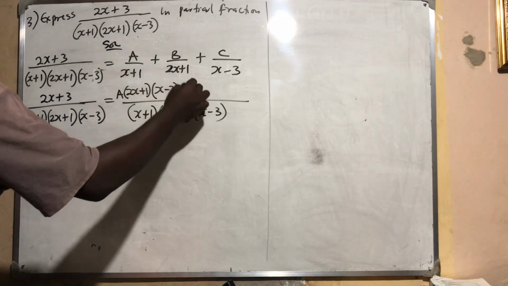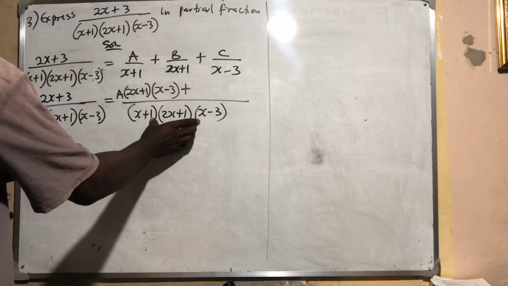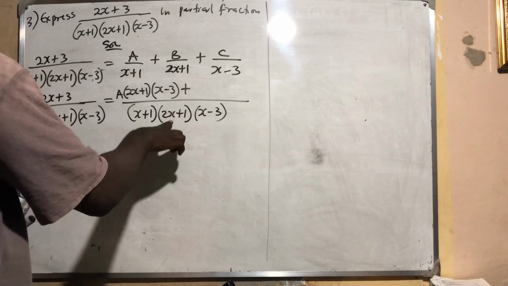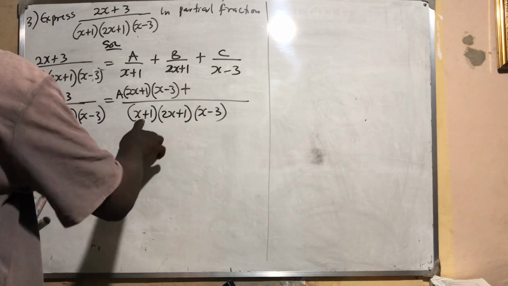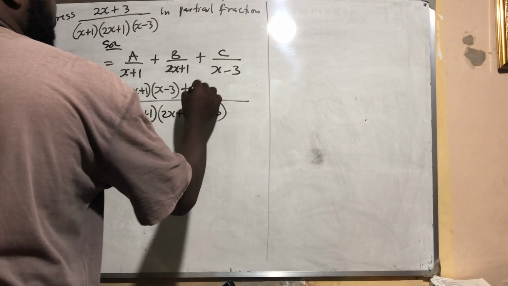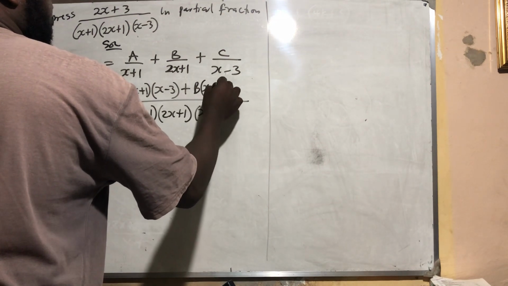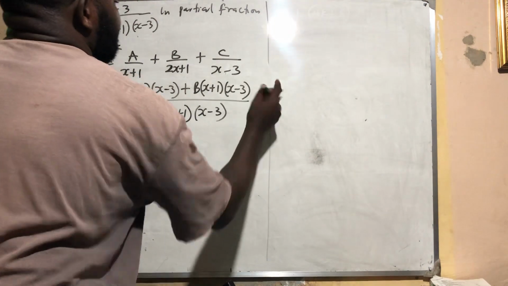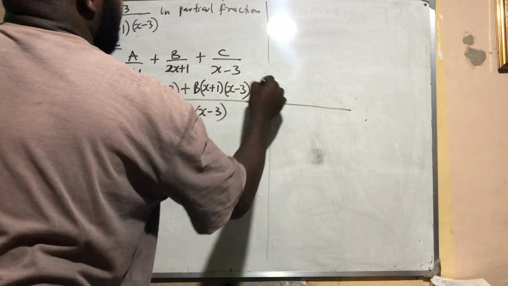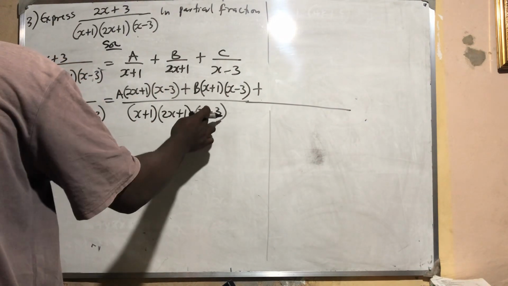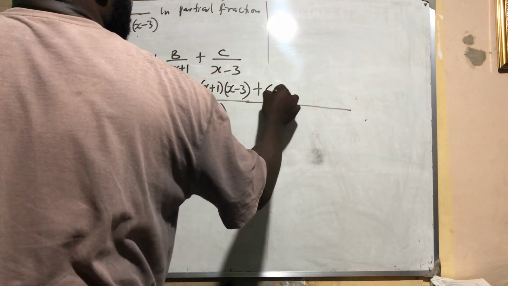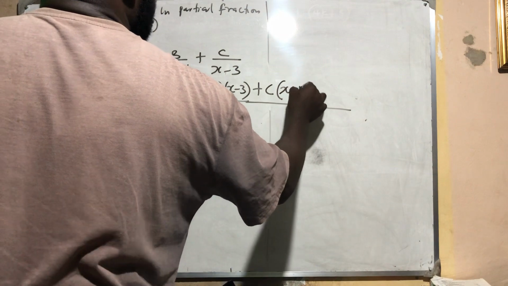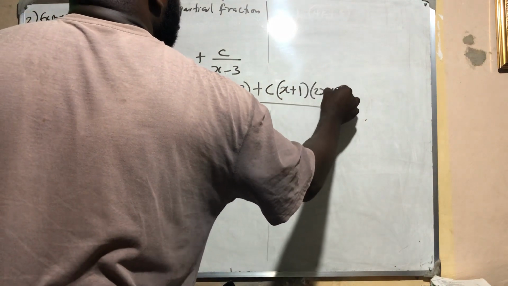All right? Plus, if the three of them divide, this one will cancel this one. I'm left with these two. So I'm left with what? B in bracket of (x plus 1) and (x minus 3). So finally for C, plus, when the three of them divide, this one cancels this, remaining these two. So I'm left with C in bracket of (x plus 1) and (2x plus 1).